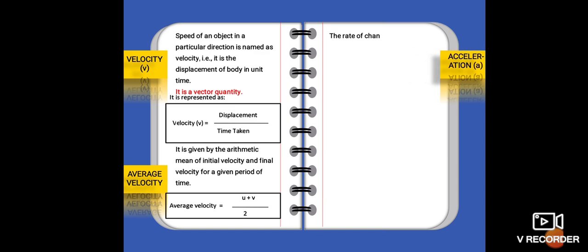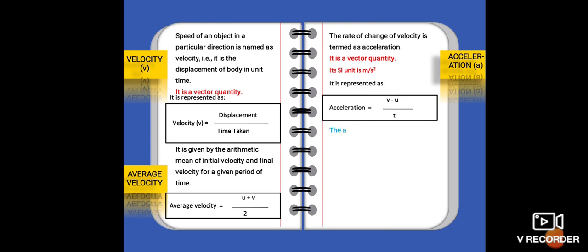So we have two velocities, u and v, where u is the initial velocity and v is the final velocity. So according to the definition, (u plus v) by 2 is the average velocity.